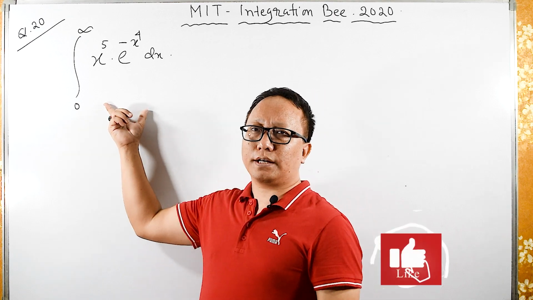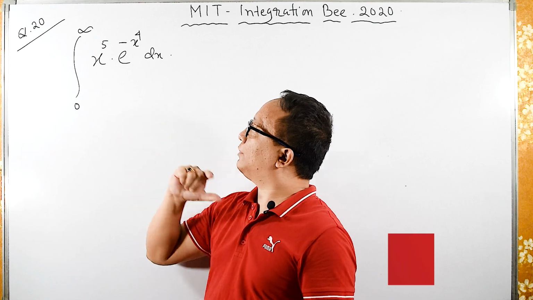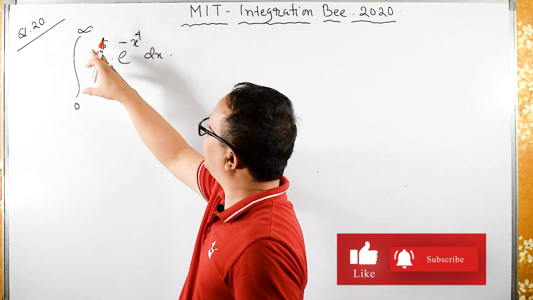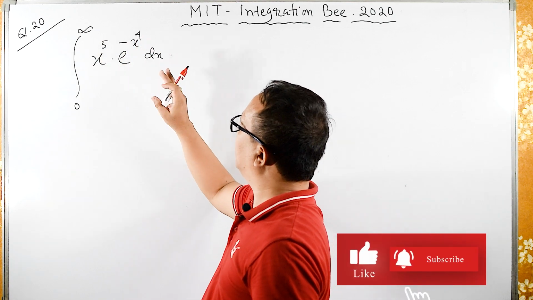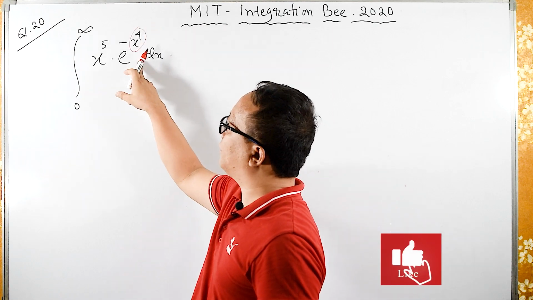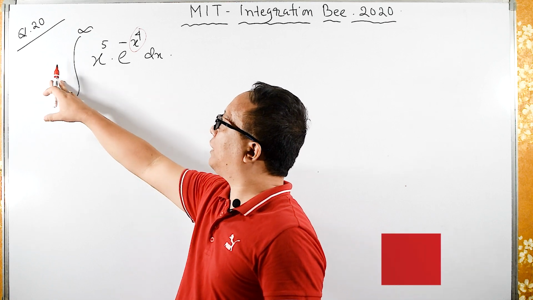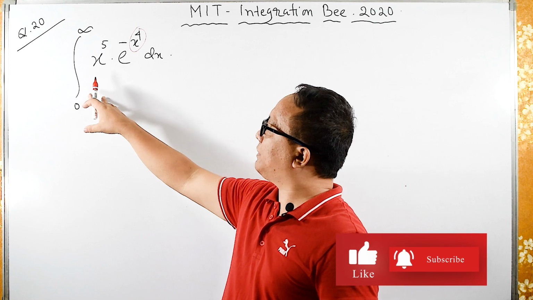This question was asked by MIT Integration B in the year 2020, and this is question number 20. Now, this integral is from 0 to infinity of x raised to 5 into e raised to minus x raised to 4. If I substitute u equals x raised to 4 and apply gamma functions, then we can solve it very easily. Otherwise, we can apply integration by parts.